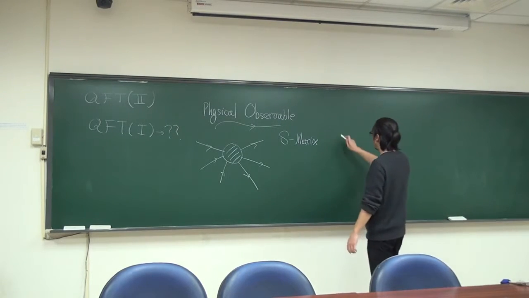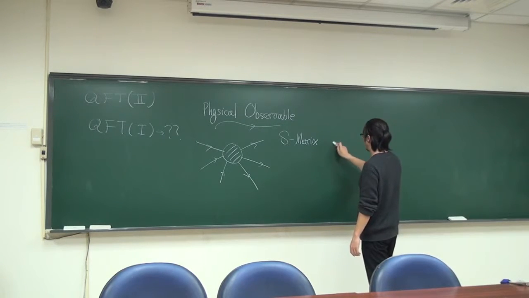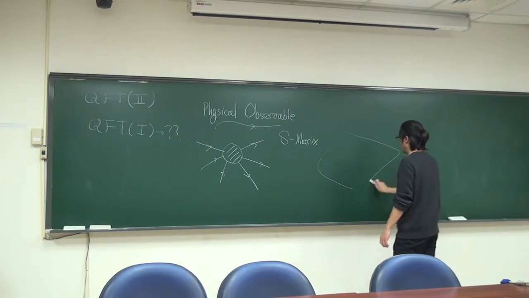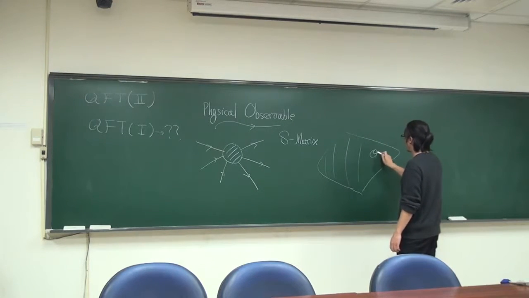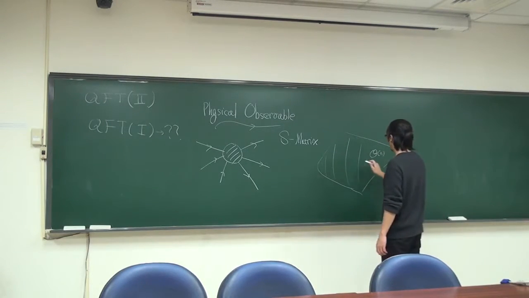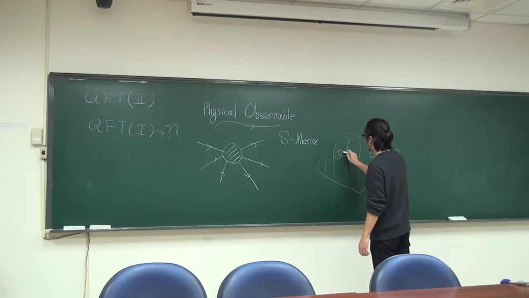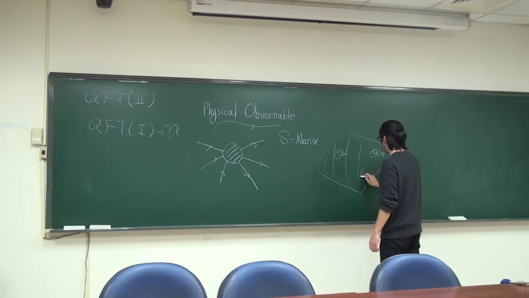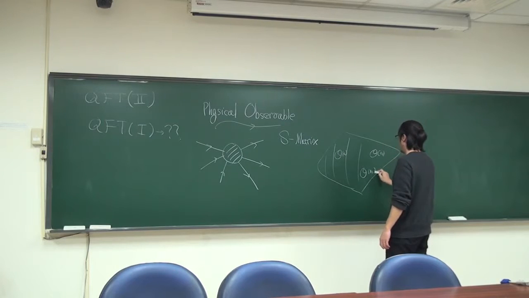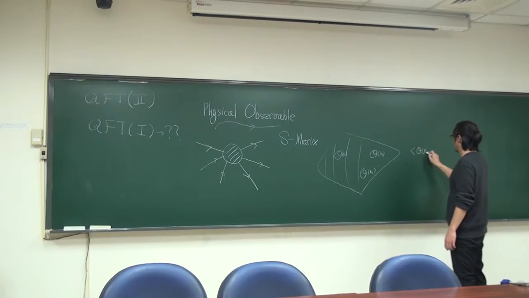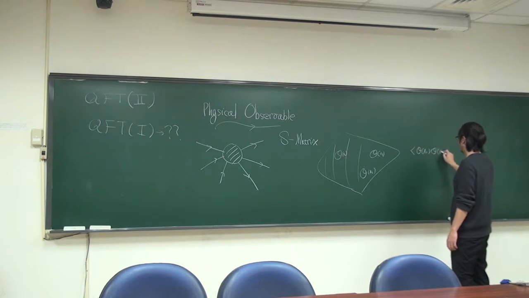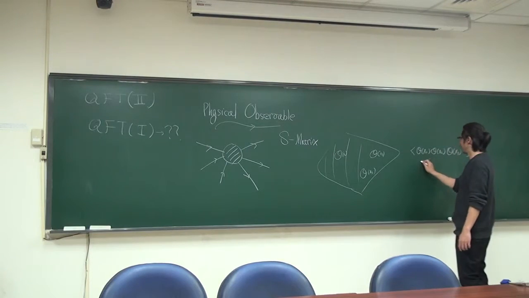And the other thing that we would like to know how to compute is some quantity in some, for example, some medium. And then you would have operators sitting here, an operator sitting at x1, another operator sitting at x2, and another operator sitting at x3. And then we would like to know what is the expectation value of these operators sitting at different points. Okay, so this is the correlation function.